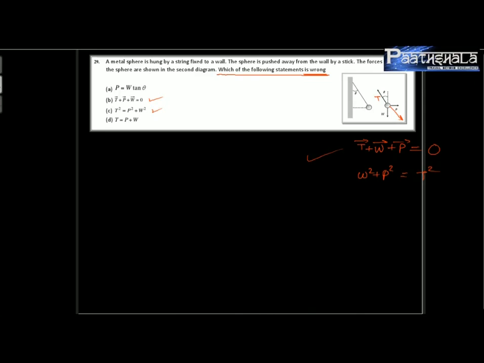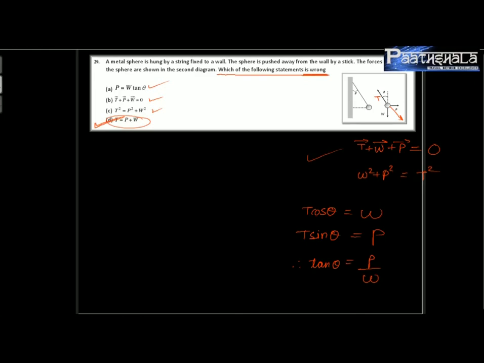Why is that correct? Because T cos theta, which is the upward component of tension, is equal to W, and T sin theta is equal to P, the leftward component of tension. Therefore, tan theta is equal to P divided by W. Therefore, P is equal to W tan theta. So tension is equal to P plus W. This fourth option is the answer to be ticked, because we have been asked the wrong statement.